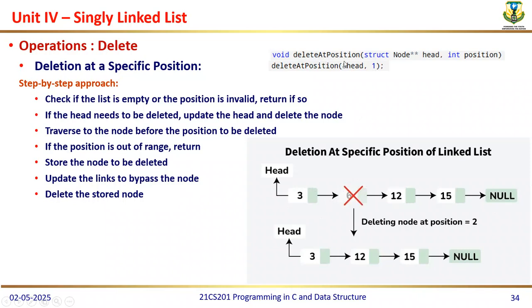For this, one function is created, and this is the model with the integer position. Here the position I have given is 1, so 6 is removed according to this diagram. If I give 2, then this 12 will be removed. If I give a 3, 15 will be removed. So please understand the positions, locations.